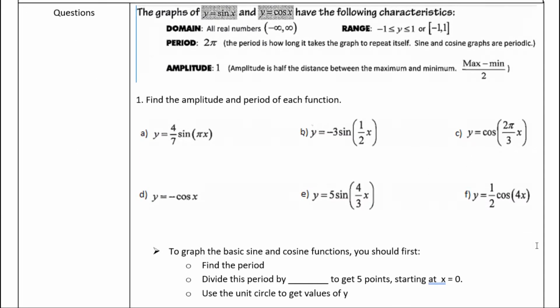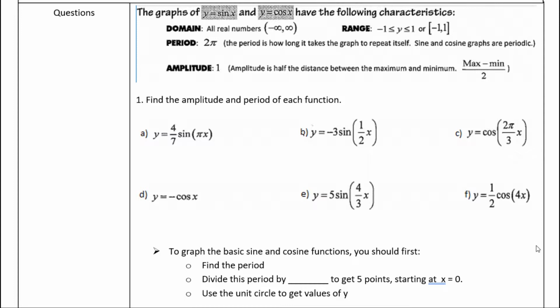We're going to talk about the features of the sine and the cosine. Features of sine and cosine include domain, range, period, and amplitude. The domain of sine and cosine is all real numbers, so from negative infinity to infinity, so it goes on forever in both directions. For the range, it's going to be between -1 and 1, and you're going to see that when we do the graph.